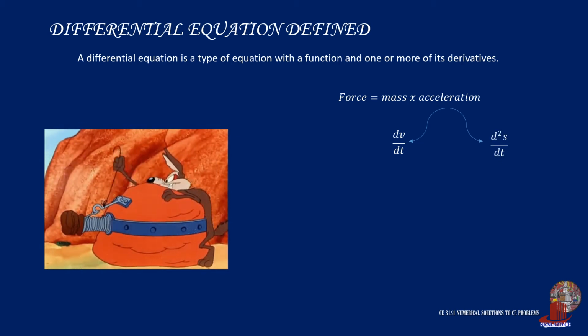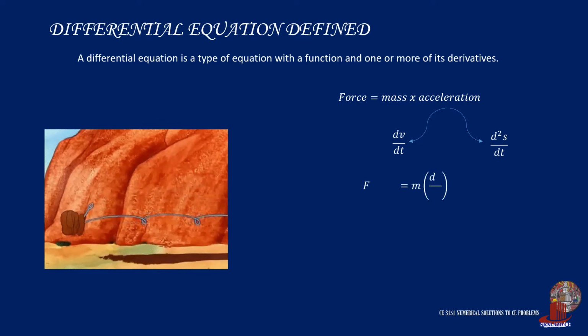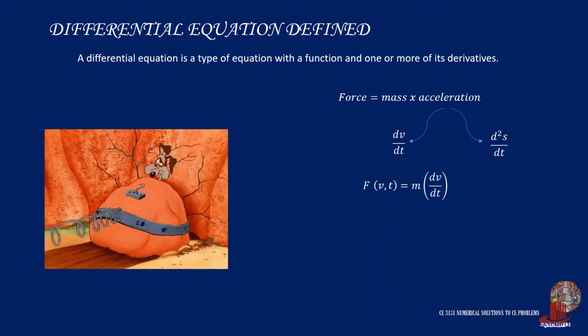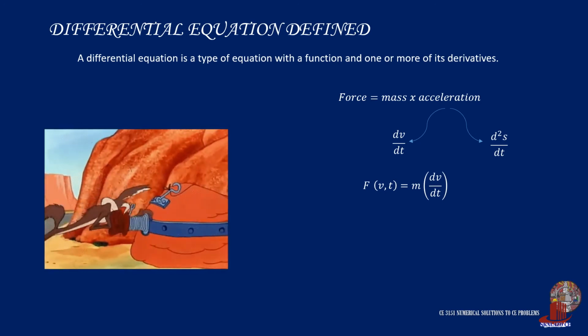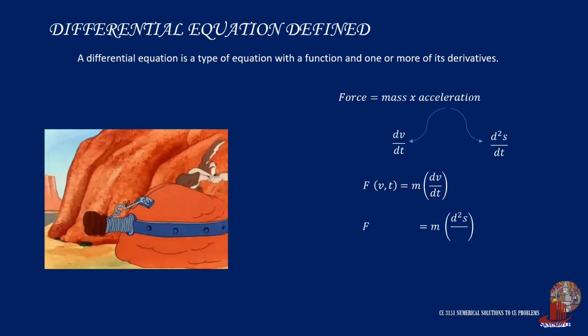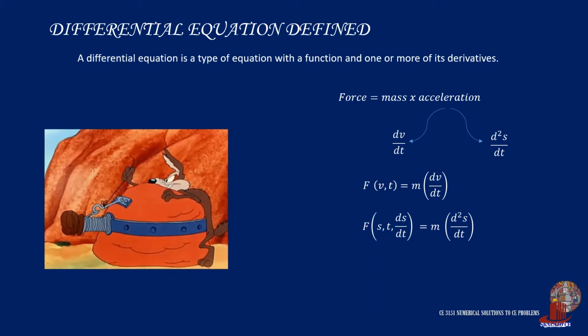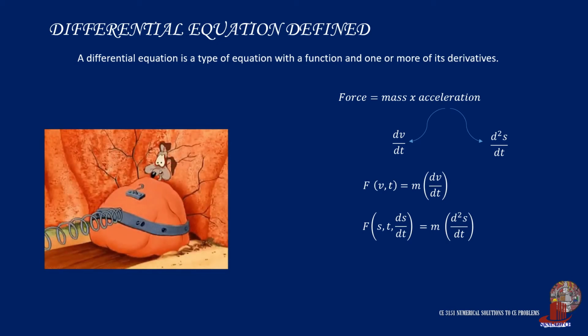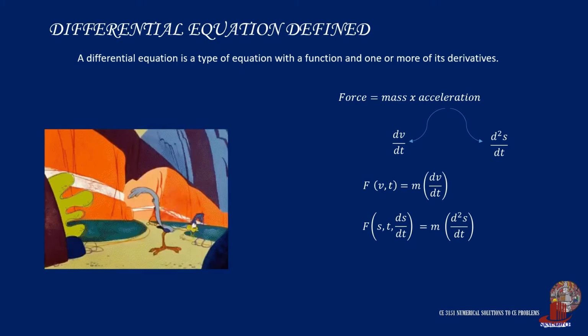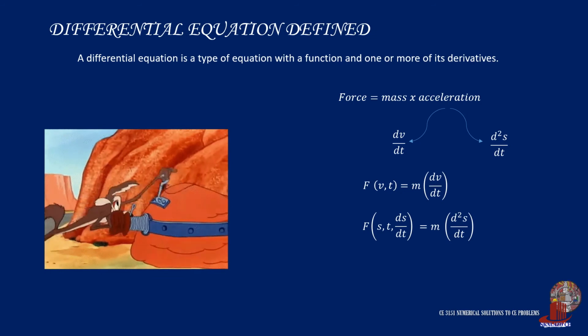So we can form differential equations like F is equal to m times dv all over dt, where the force F is a function of the parameters velocity and time. On the other hand, we can say force is equal to the mass m times the second derivative of displacement all over time, where the force F is a function of displacement, time, and ds all over dt.